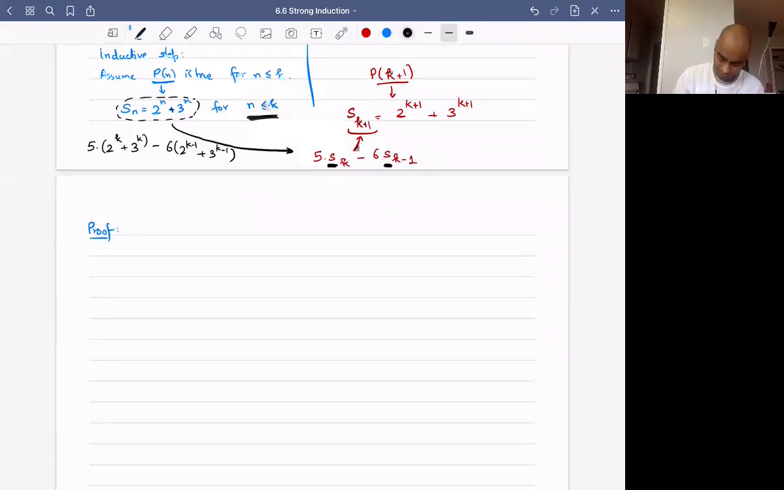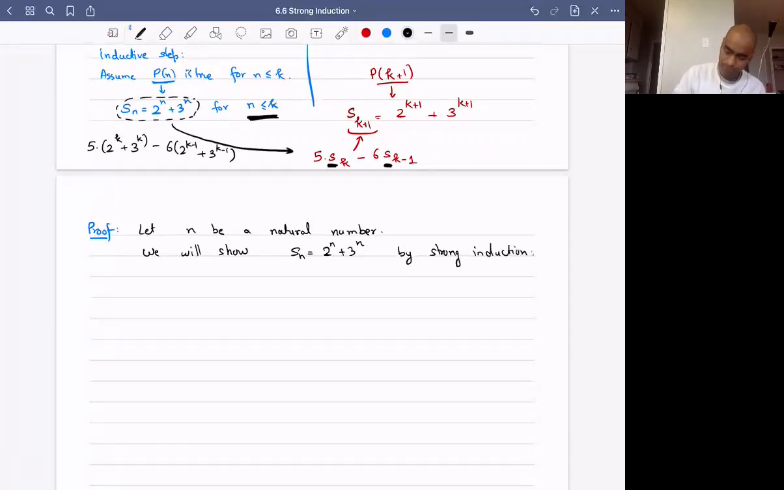So let's do it. I'll say let n be a natural number. We will show Sn is 2 to the n plus 3 to the n by strong induction. The base cases, I'll do 2. n equals 0. So here we need to show S0 is 2 to the 0 plus 3 to the 0, which is 2, and that is in the question, so this is true.